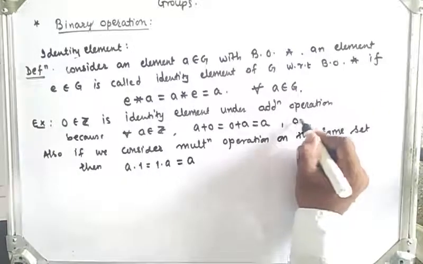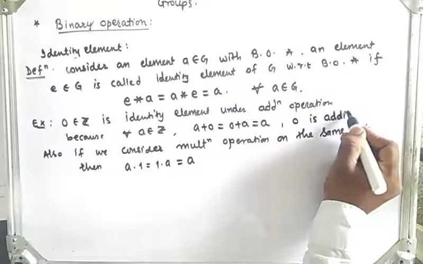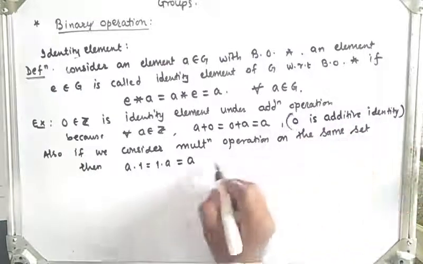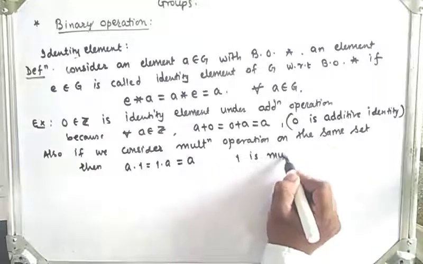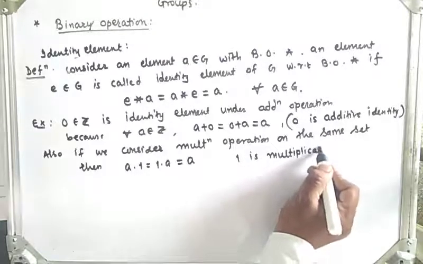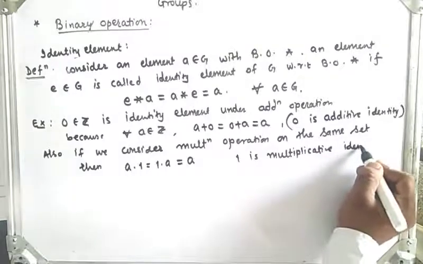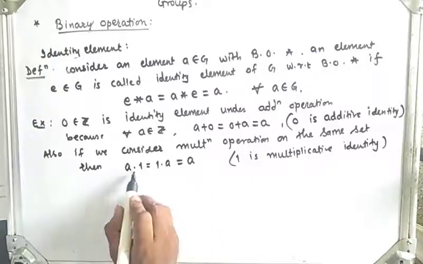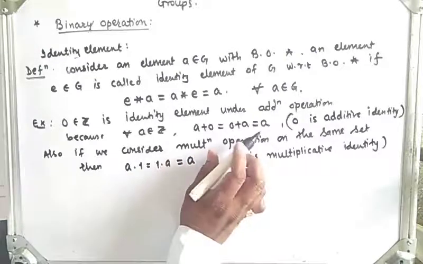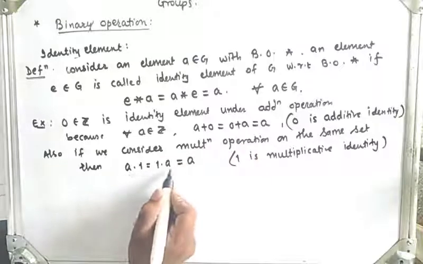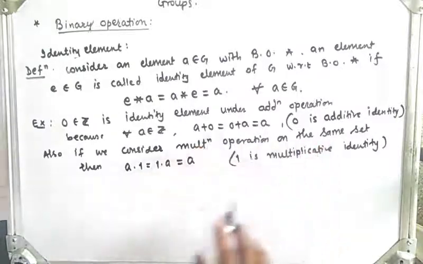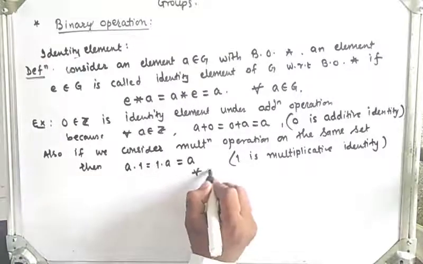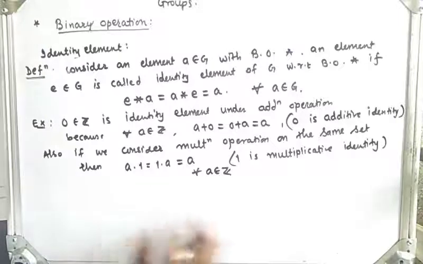So here 0 is the additive identity, right? And 1 is the multiplicative identity, right? So remember this: A plus 0 is equal to 0 plus A is equal to A, and A into 1 is equal to 1 into A is equal to A. So 0 is the additive identity and 1 is the multiplicative identity, for all A belongs to Z.